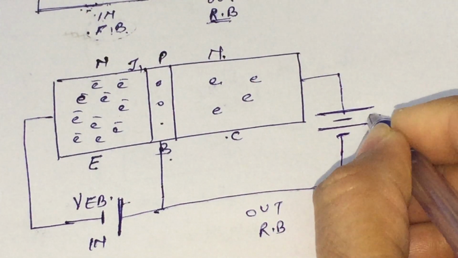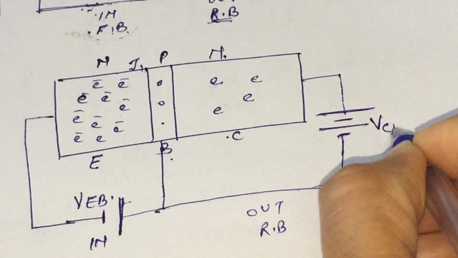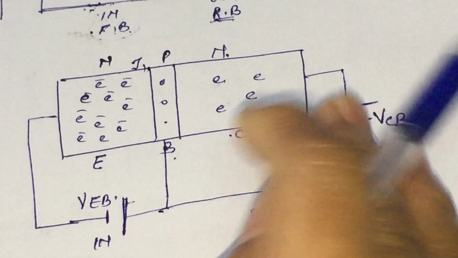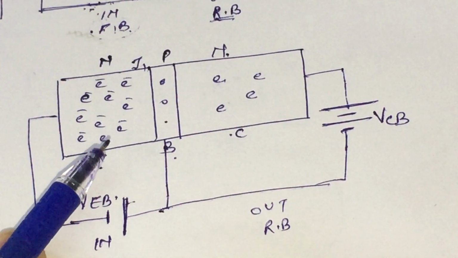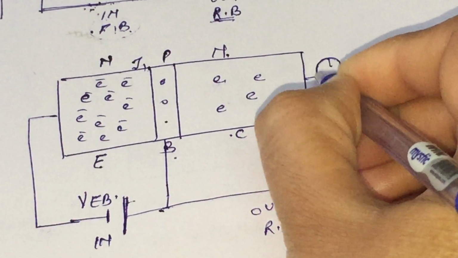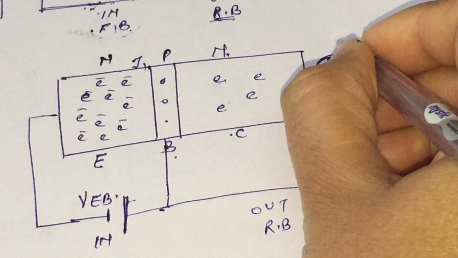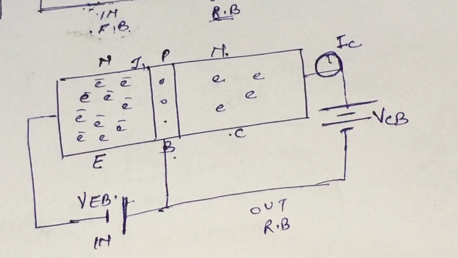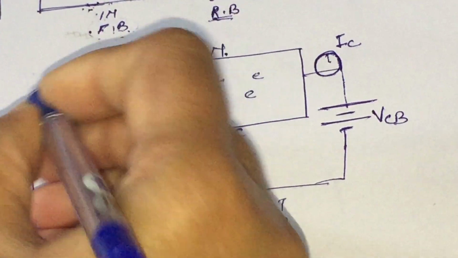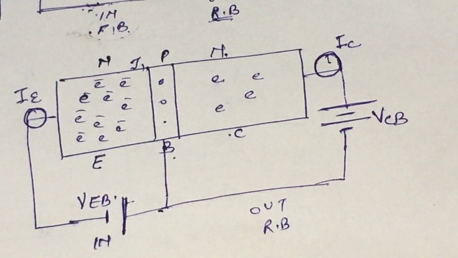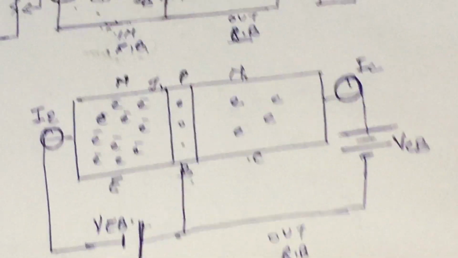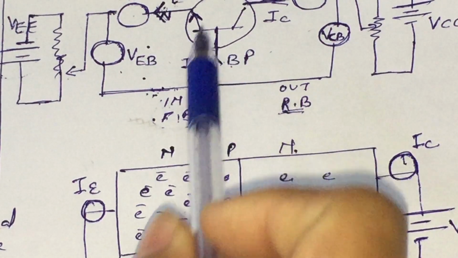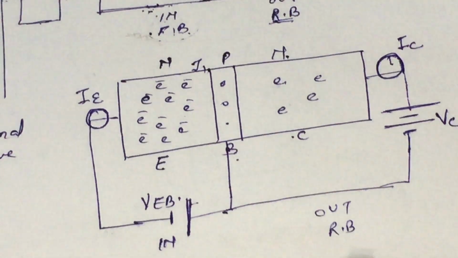And let us consider this is our VCB, and to measure the current in the output side as well as in the input side, let us consider we have an ammeter to measure the collector current, and again an ammeter to measure the emitter current in series. Hence, now we have two representations, one is our circuit diagram and another is our block diagram.